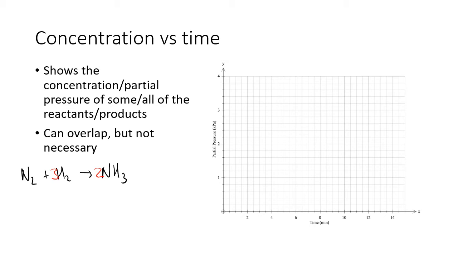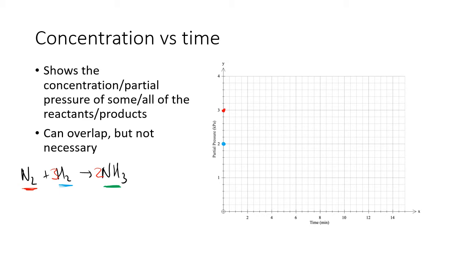Let's say that the N2 is the red, the H2 is the blue, and the NH3 is the green. And we're going to start off with some N2. We're going to start off with some H2.